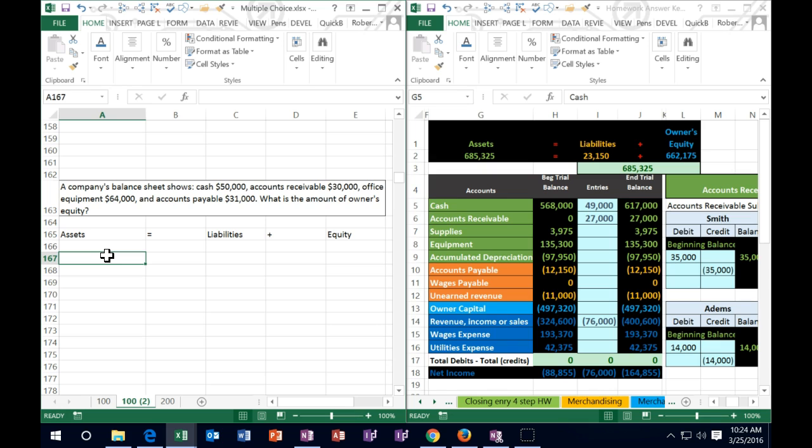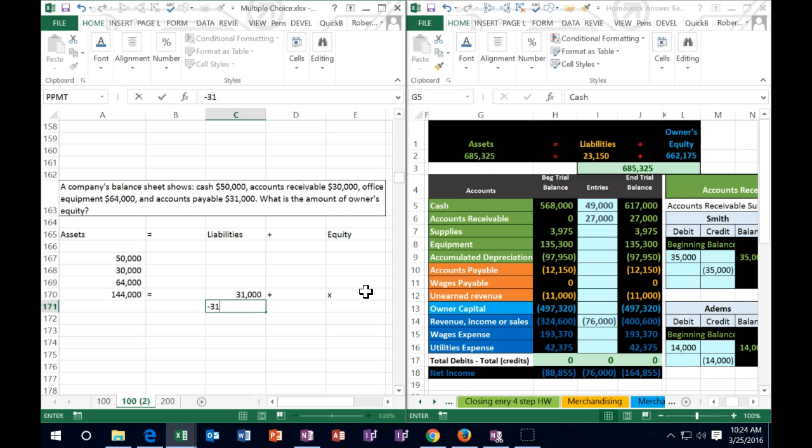If I add up our assets now, we had $50,000 of cash, $30,000 of receivables and $64,000 of office equipment. If we add those up, I'm going to take the sum of all those. That adds up to 144. On the liability side, all we had was the accounts payable, $31,000. And so here's our equation: assets equal liabilities plus what? We're trying to find equity. That's, of course, the unknown. That's going to be X in this case. So in order to find X, we're going to have to subtract the 31 from each side.